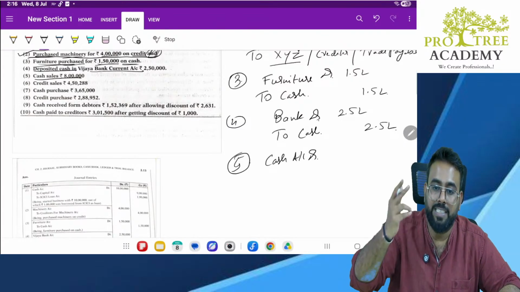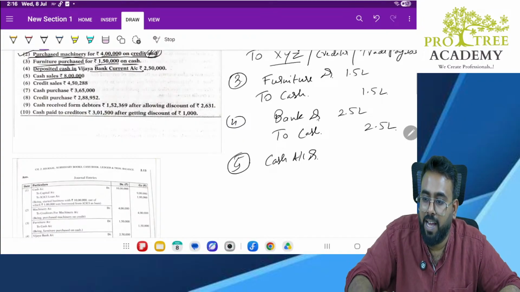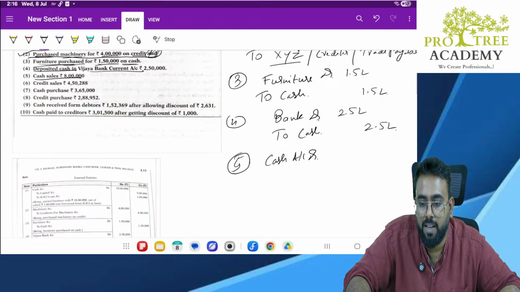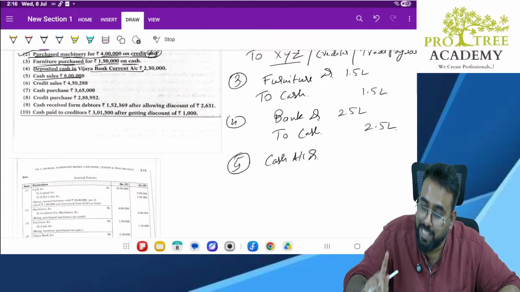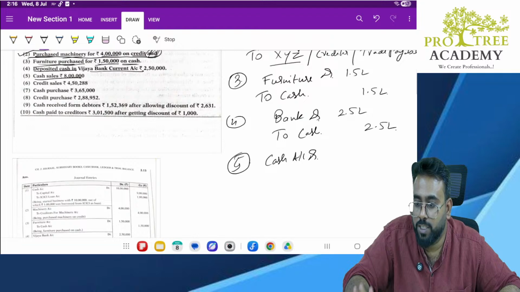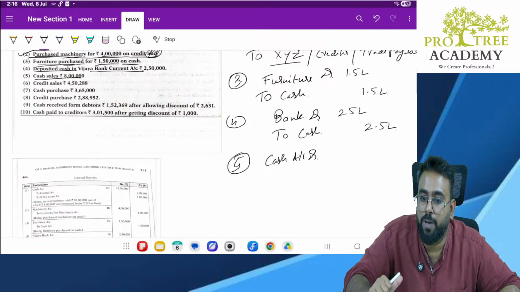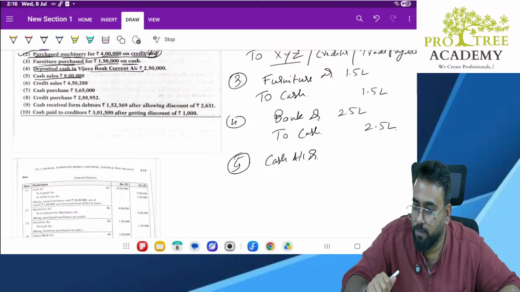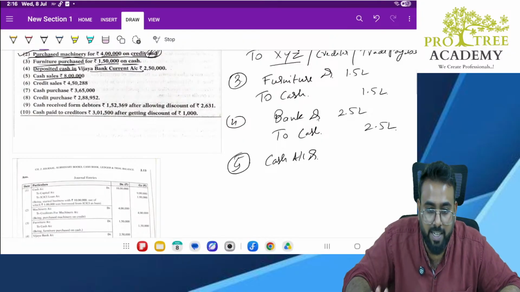Now, what is sales? Income, expenses, asset, liability. Economic benefit inflow. Correct or no? There is an economic benefit inflow other than by way of contribution from the owners. Is sales contributed by the owners? No. Sales is contributed by whom? Customers. So economic benefit inflow is there? Yes. So it is an income.